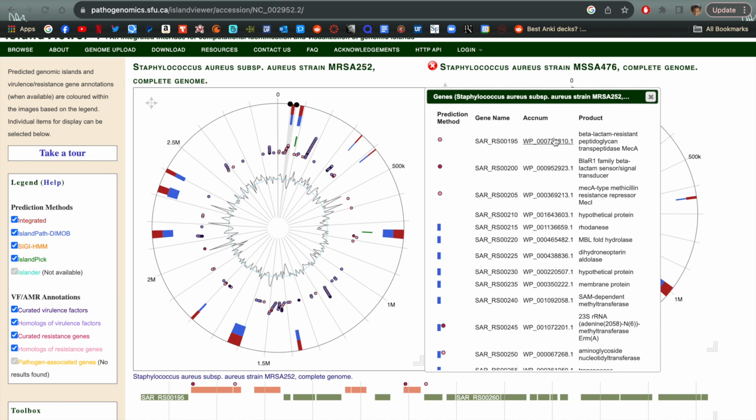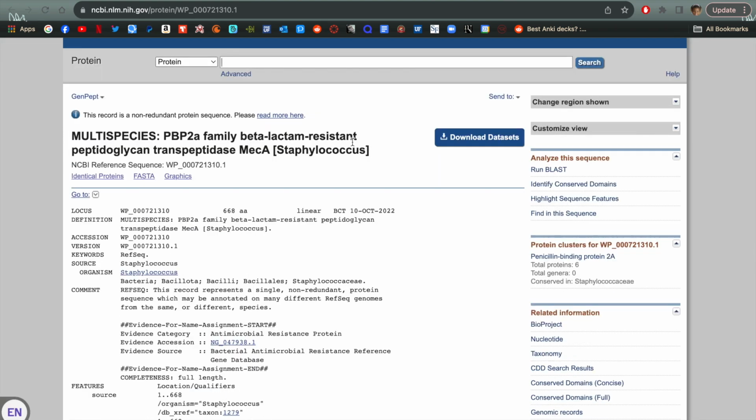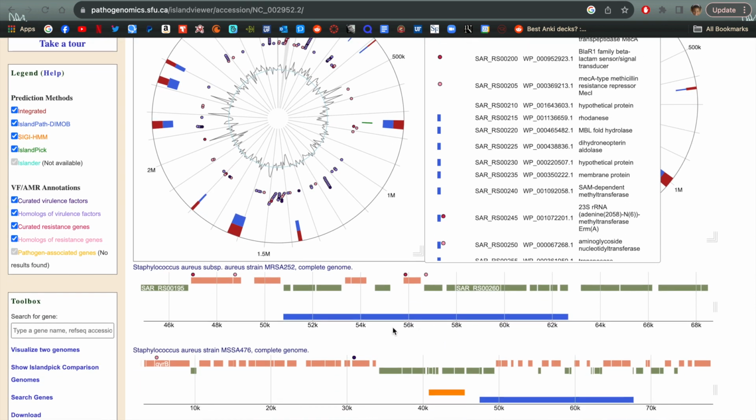You can go in and look at what these proteins do. Beta-lactam resistance, so this contributes to its antibiotic resistance. And then if we look over here, this is kind of the same region. We have bases like 46,000, and this is where we found the beta-lactam gene, the antibiotic resistance gene. This is like 46 to 48.